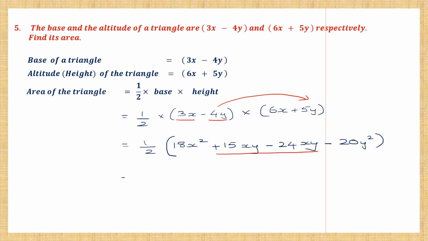So let's write the remaining as it is. So this will be 1 by 2 and here it is 18x square. Now here let's work on this. Plus 15 minus 24. Signs are different. Put the sign of the bigger number and subtract. 24 minus 15 is 9. So that is 9xy minus 20y square. So this is your answer. So half of this much is the area of the triangle, and since it is area, it is square unit. Whatever the unit is, square unit.